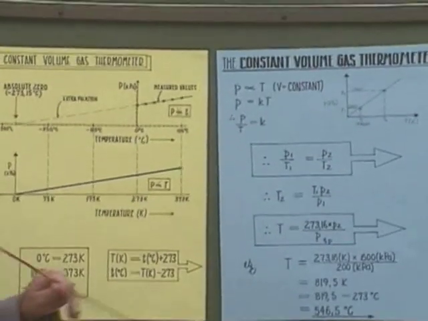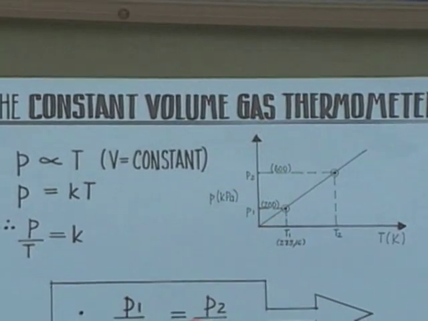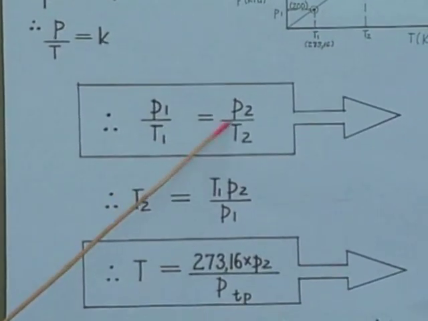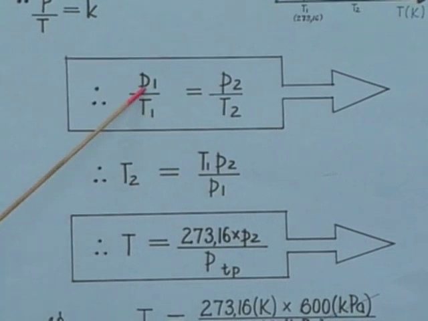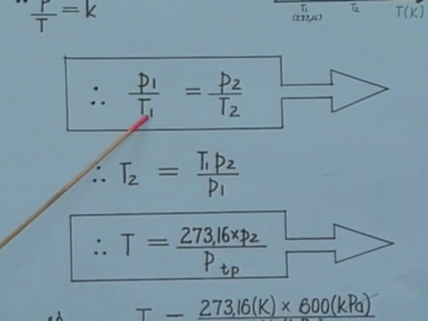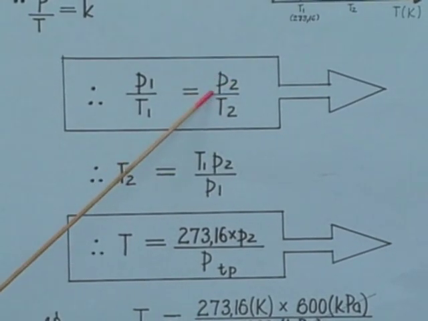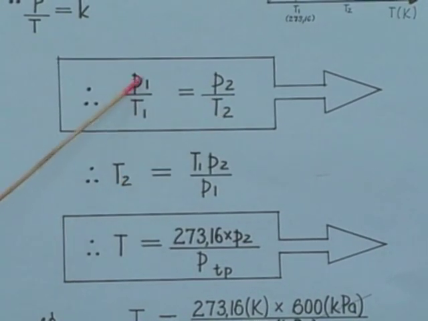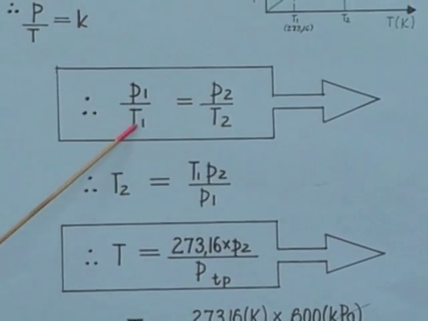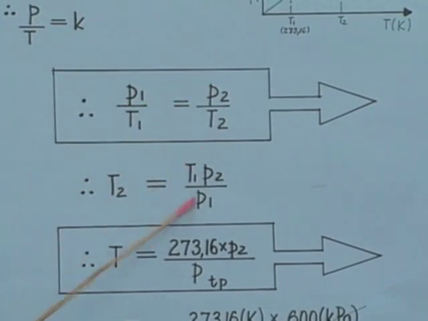If we look at this graph here, we see the constant volume gas thermometer. We can use this formula P1 over T1 is P2 over T2 to find the temperature. If we measure the pressure at a given, known temperature, we can find the new temperature if we measure the new pressure of the gas. Let us change the subject of the formula. Swapping the temperatures across, T2 cross multiplied, T1 cross multiplied over there, and we take P1 down, we get this formula.